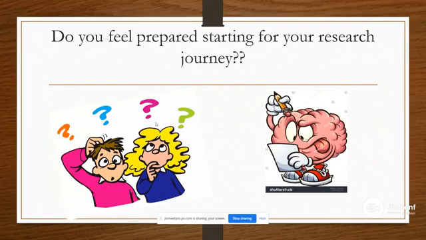That is the problem right now most people face, because at that point of time there was not so much awareness. People were not aware of how to start or how to continue the research journey.